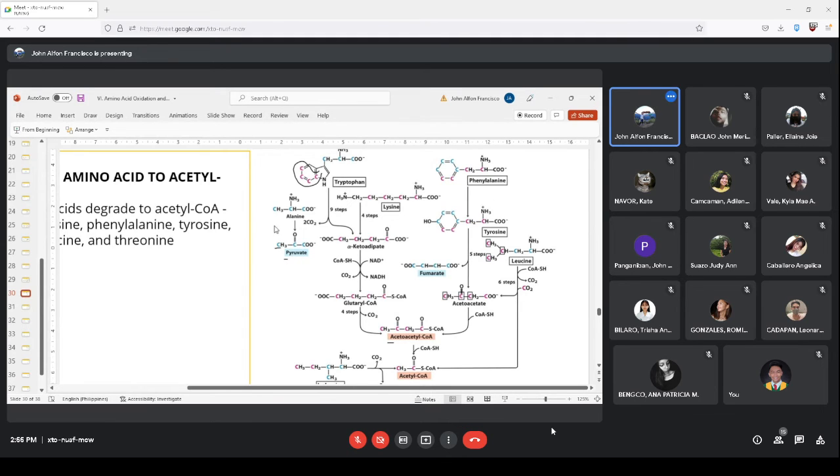So si tryptophan, involving 9 steps, it can be converted to carbon dioxide and ketoadipate. Itong ketoadipate can be converted to glutaryl-CoA in addition of CoA enzyme and reduction of your compound. Now, upon release of carbon dioxide in 4 steps, now you have your acetoacetyl-CoA which can be converted to acetyl-CoA. Okay?